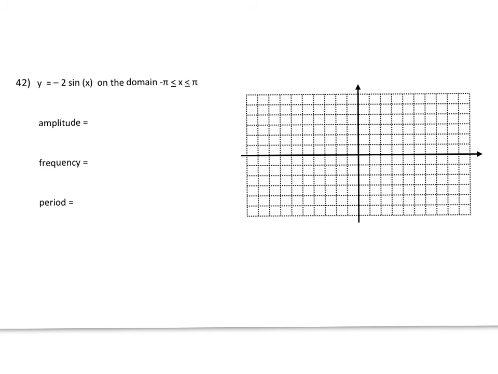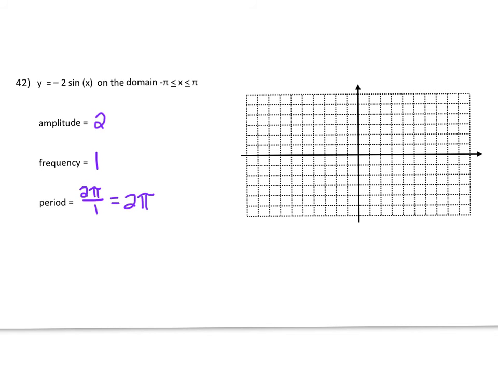Okay, number 42. So again, even though there's a negative in the equation, the amplitude is just the positive of, the absolute value really, what's in front of the word sine or cosine. So that's going to be positive 2. The frequency, well, the number in front of the x is technically a 1, so our frequency is going to be 1. And since the period is equal to 2 pi over the frequency, 2 pi over 1 just simplifies to 2 pi.